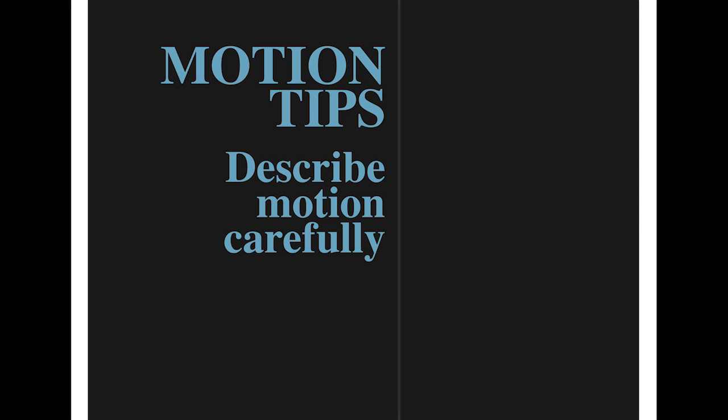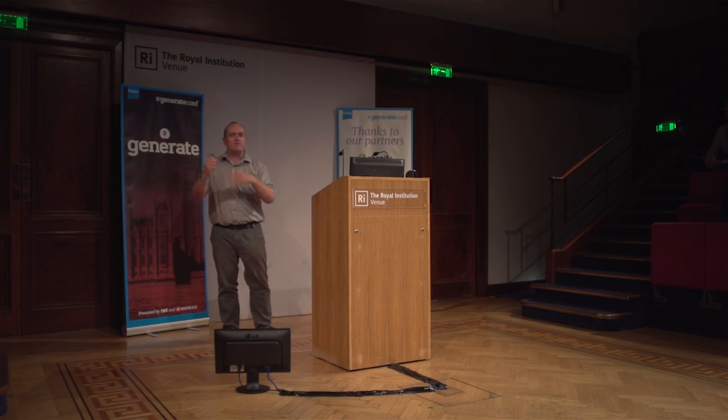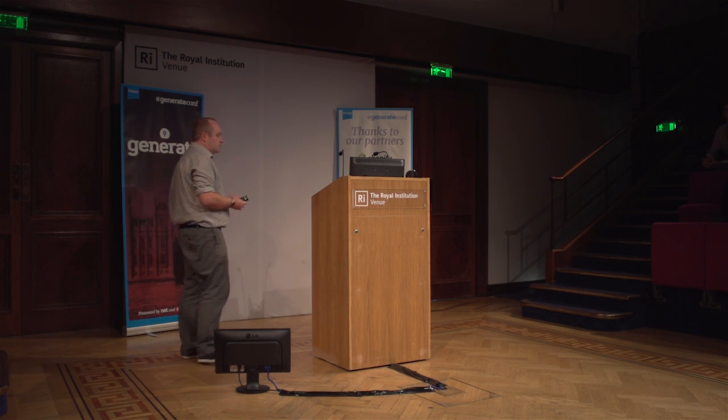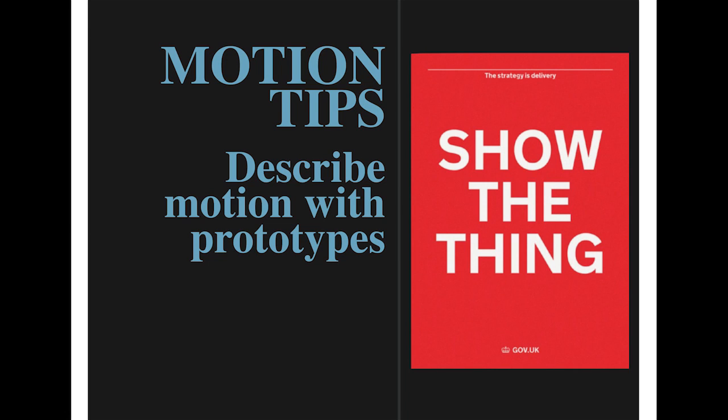Or you might try adjectives. It's got to be snappy, or it's got to feel bouncy. Now, these are okay, but they're not terribly precise. So by far a better solution is actually to prototype the thing. Now, prototyping is already, I think, an expected design skill.